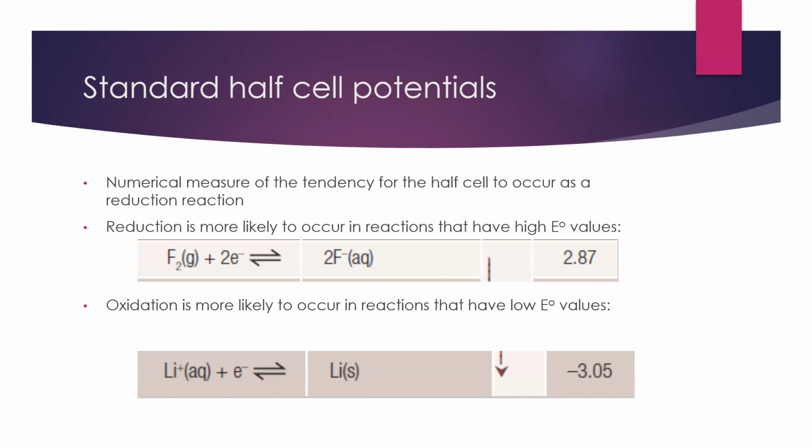Whereas something like lithium, going Li+ to Li solid, lithium is a very reactive metal. It doesn't want to gain electrons. It's more stable as Li+. It's very good at giving its electrons away, i.e. it is very good at being oxidized. It's a strong reductant, and we see that as a result it has a corresponding negative 3.05 E0 value.